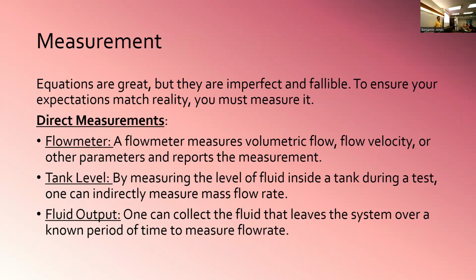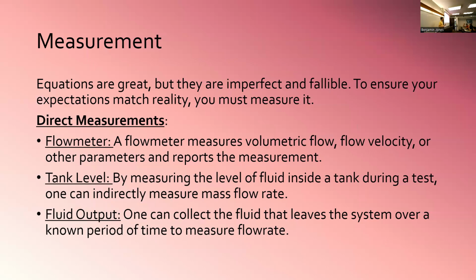So, direct measurements: flow meter. That's an obvious one. Different types of flow meters measure different types of flow rates. Some measure volumetric flow, some measure flow velocity, some measure pure mass flow, or other measurements. Tank level: you can measure the fluid level inside a tank. So you can see, okay, it's at this height at the start of the test, at this height at the end of the test. I know how long my test is. I can get the mass flow from that.